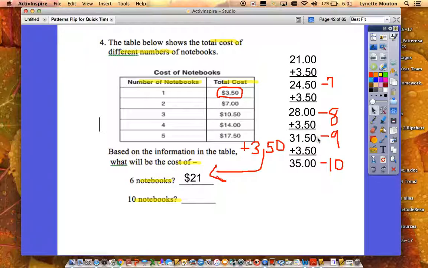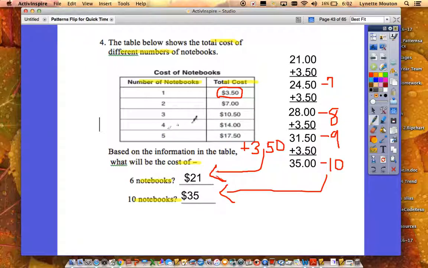Be very careful when you're adding here. Some of you in class were forgetting 5 plus 5 equals 10. You write down the 0, but you regroup the 1. Make sure you are regrouping. 3 plus 1 is 4, and the 1 you regroup makes that 5 there. So each time, I may not be showing it in here for the sake of time and moving through this quickly, but make sure you remember that you need to regroup. So the price of 10 notebooks is $35.